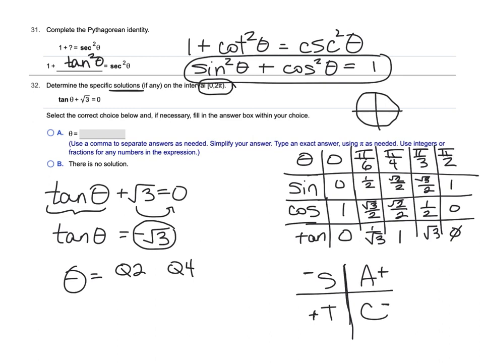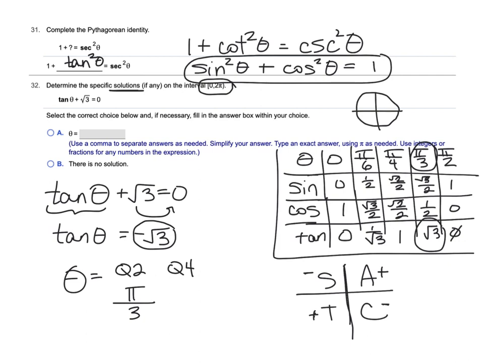So to get quadrant 2 and quadrant 4, all you have to do is look up the reference angle on our chart up here. That's square root of 3, so where's the tangent square root of 3? Right here, and that happens at pi over 3. That's my reference angle. Pi over 3 is actually a first quadrant angle.